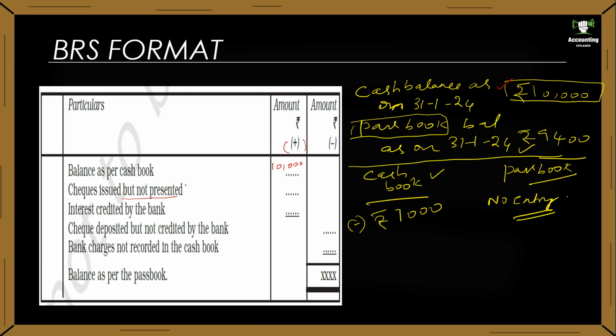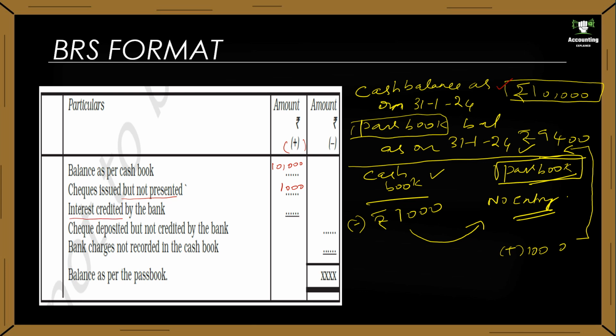Now we are going from cash book to passbook. In order to get the passbook balance, we must add back this 1,000. Then only we will be able to get this 9,400 balance. So for checks issued but not presented, under the additions column we have to write 1,000 rupees. Okay, what is the next item in the BRS?